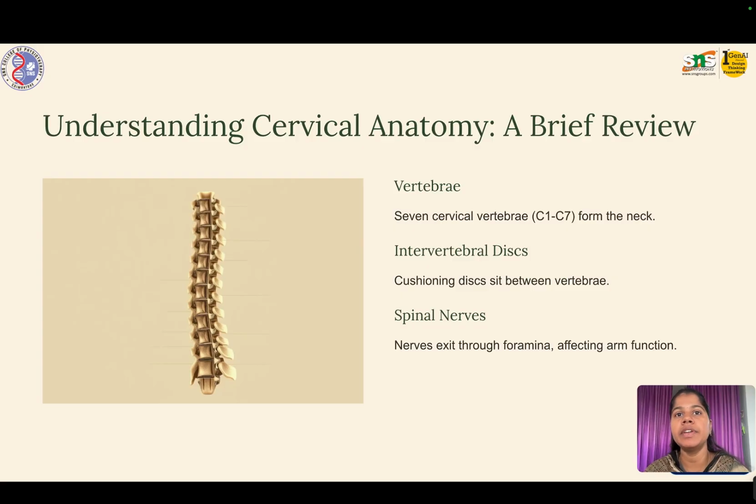To understand cervical traction, it is crucial to review the basic anatomy of the neck. The cervical spine consists of 7 vertebrae from C1 to C7. Between each vertebra, there are intervertebral discs that act as shock absorbers. These discs maintain spacing and flexibility. Also, from the sides of these vertebrae, spinal nerves exit through openings called foramina, and these nerves travel down to the shoulders and arms. So any compression in the cervical region can affect sensation and function in the upper limbs.